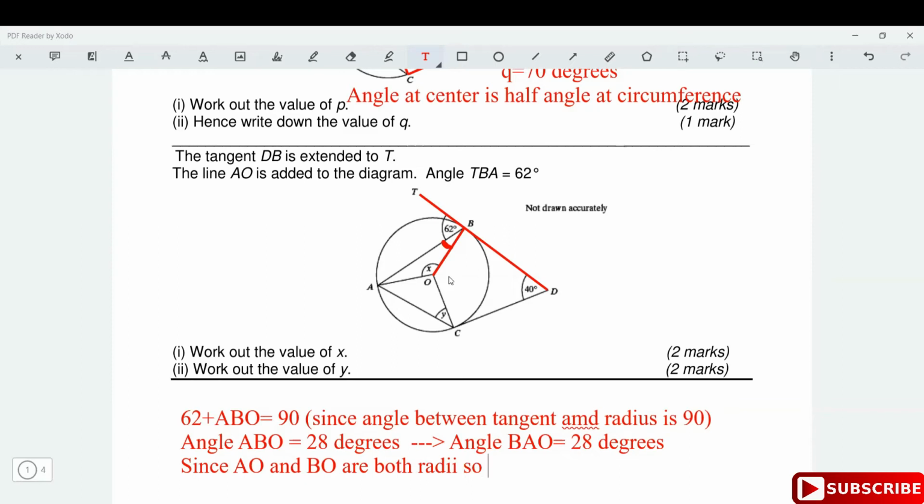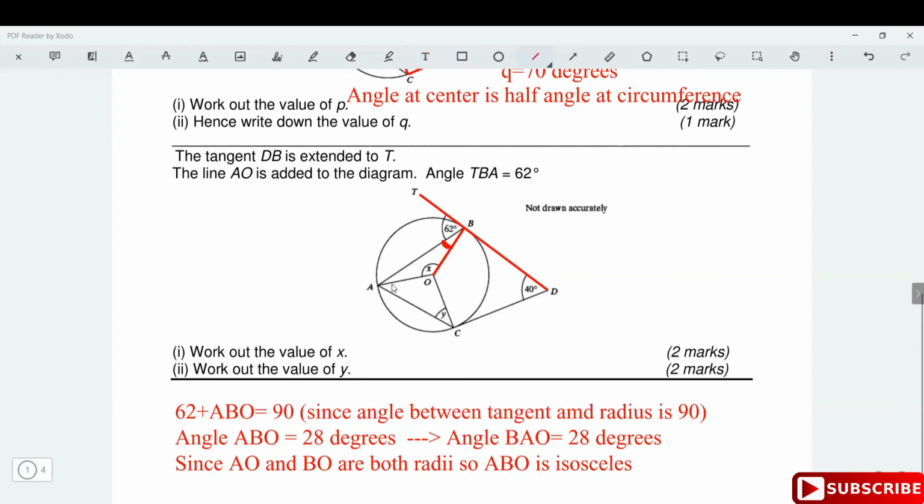So ABO is isosceles. That's what you have to put. You have to tell them that this is an isosceles triangle, isosceles because AO and BO are both radii to the circle. Then, angles in a triangle sum to 180.